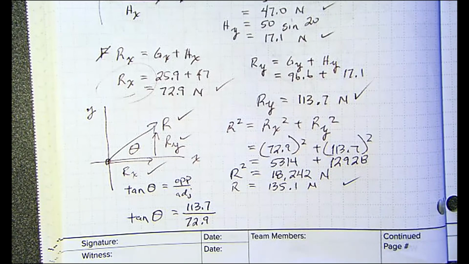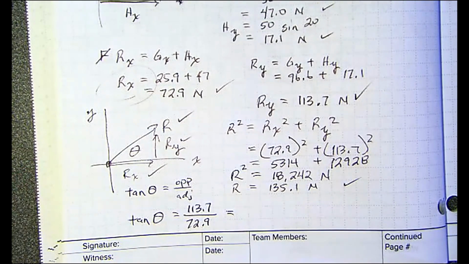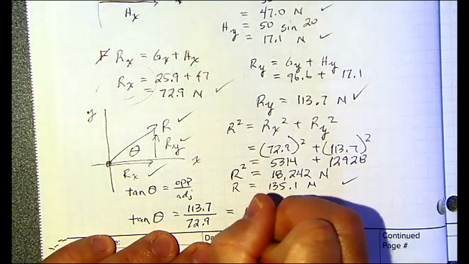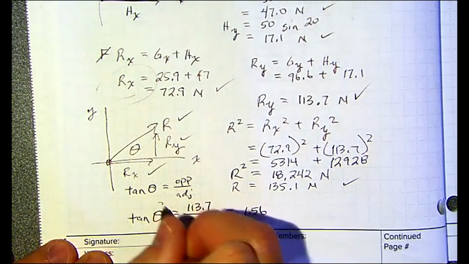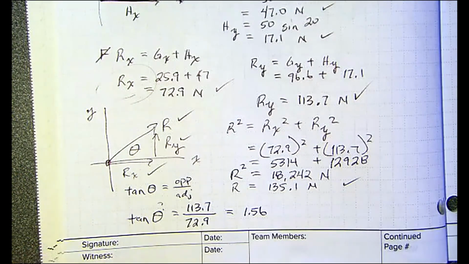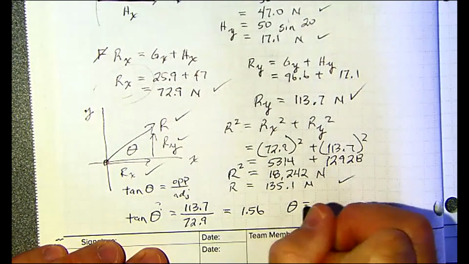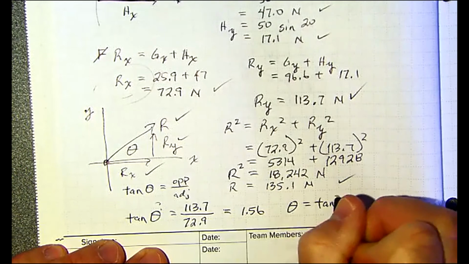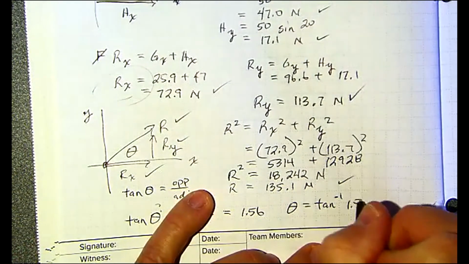113.7 divided by 72.9. I hope you agree. That's the math involved there. And I get 1.56, which is not the answer. We're trying to find that theta, and that theta is locked within a tangent function. And so in order to find that theta, I have to do something called the inverse tangent, which they represent as tan to the negative 1. Tan to the negative 1 of 1.56.